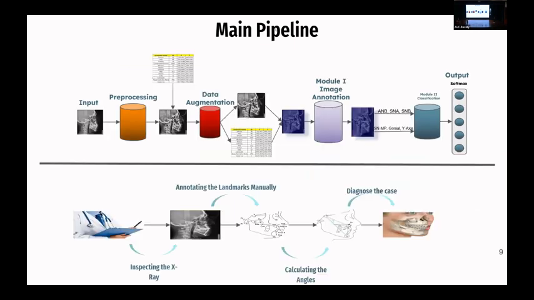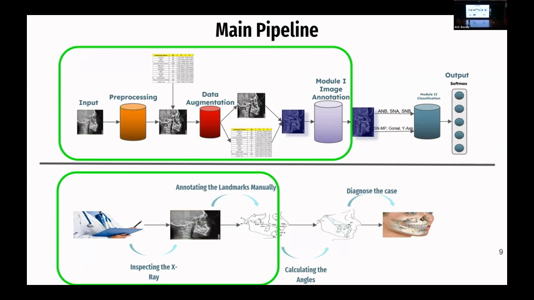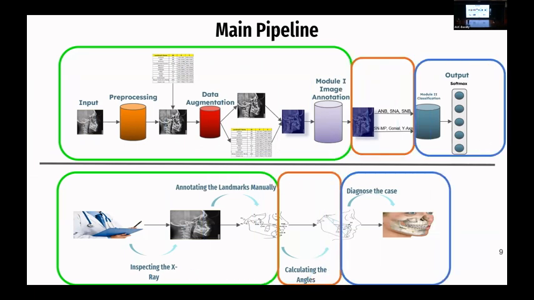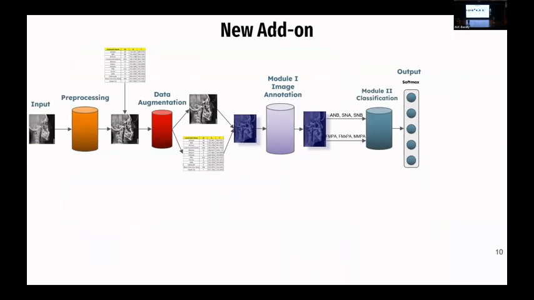Next slide. So how are we going to automate the process of the dentist? So the first part of annotating the landmarks, we're going to replace it by the image annotation module. And then we are going to replace the angles calculation by our script for calculating the angles. And then for the diagnosis, we're going to replace it with our classification module. And then the whole process has been automated.